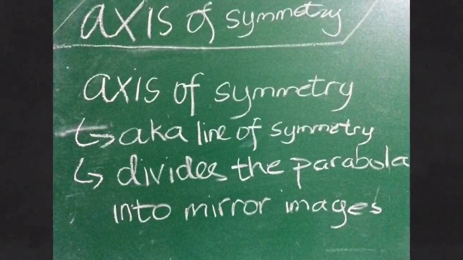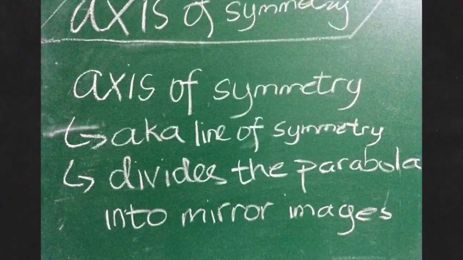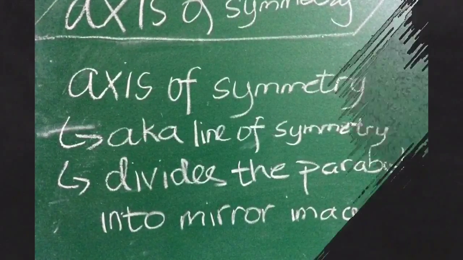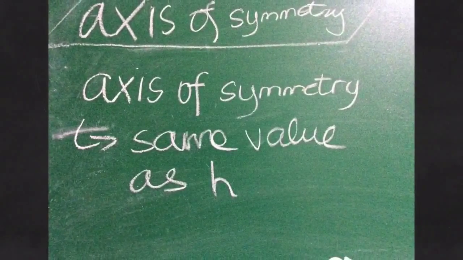The axis of symmetry is also known as the line of symmetry. It divides a parabola into mirror images. To make things easier, the axis of symmetry has the same value as h.